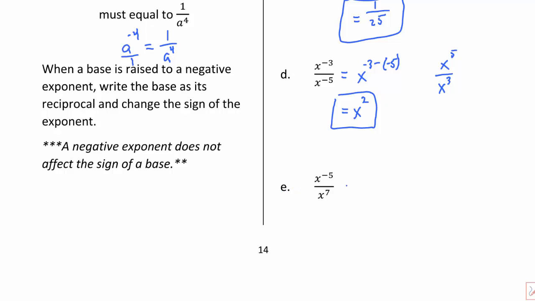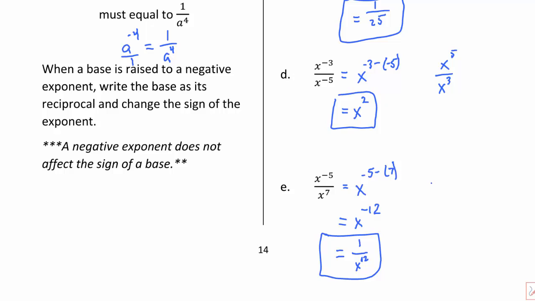Now let's look at e. Again, the quotient property means we take the difference of the exponents, the top minus the bottom. So we have negative 5 minus 7, which is negative 12. A negative exponent means we move it to the denominator and change the sign to positive for the exponent. So x to the negative 5 divided by x to the 7th is 1 over x to the 12th.